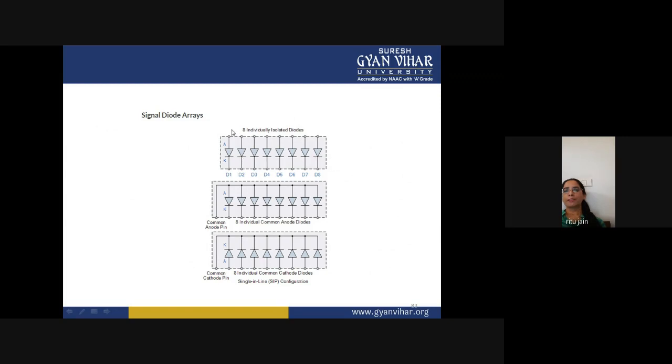Anode is connected to anode, cathode is connected to cathode. So there are 8 individual diodes. Now when you are taking the common anode, you can see that this is your common anode pin. These are the 8 individual common anode diodes. And this is your common cathode, where you have to connect all the cathode terminals to one point. That is your common cathode pin. So these are the 8 individual common cathode diodes in single line. So that is your SIP configuration, or you can say single diode array.